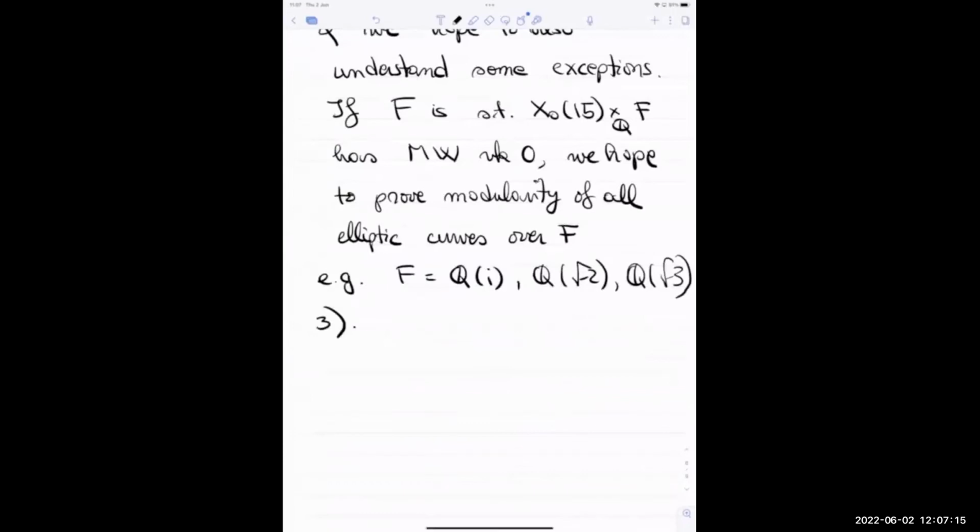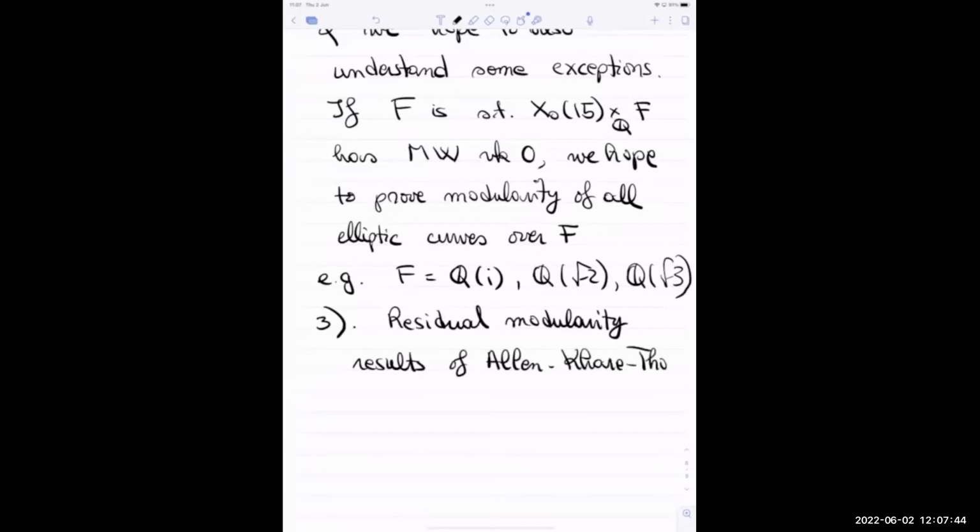Okay, and another important thing is that the residual modularity results of Allen, Khare and Thorne are extremely important for us. So they proved residual modularity for Galois representations over CM fields, in particular over imaginary quadratic fields. These are crucial for us.